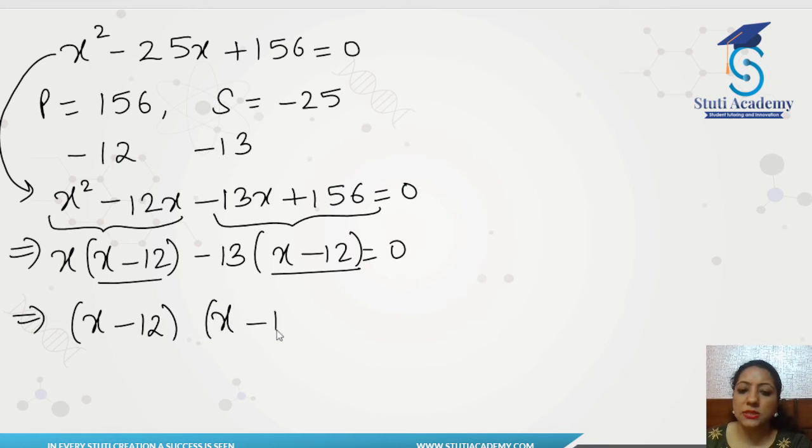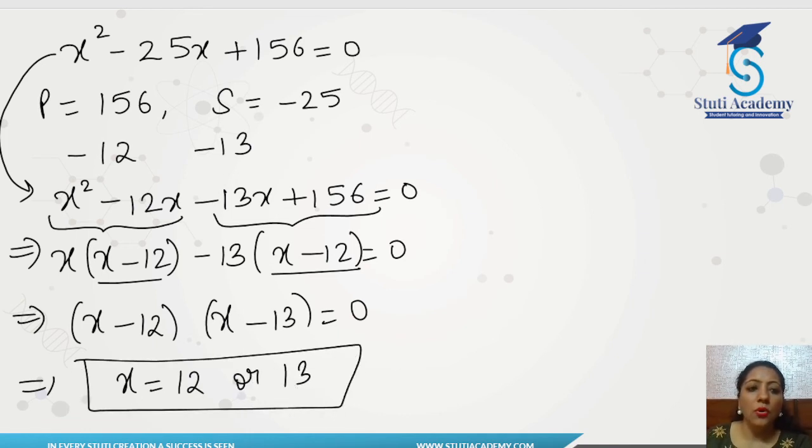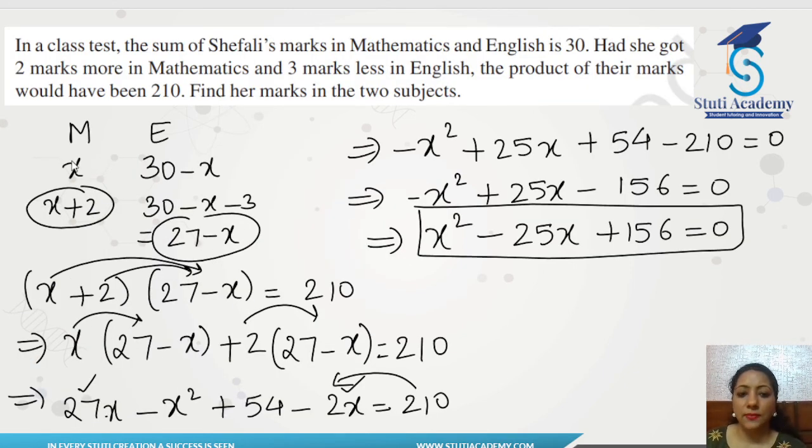And then we'll have x minus 13 is equal to 0. So we have x either as 12 or 13. Now we already know that x we assumed as marks in maths. So that's either 12 or 13. So if we take this marks in maths as 12, because we've got x as 12 or 13 here, let's first take 12.